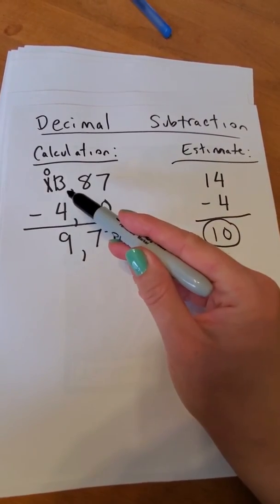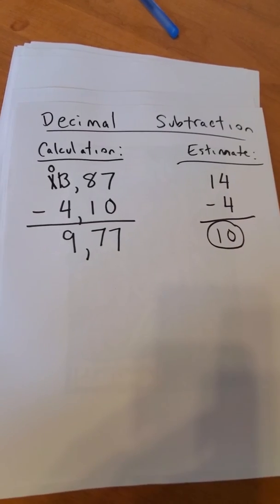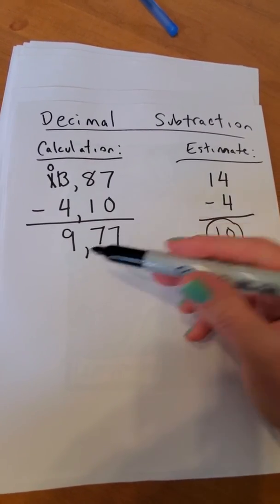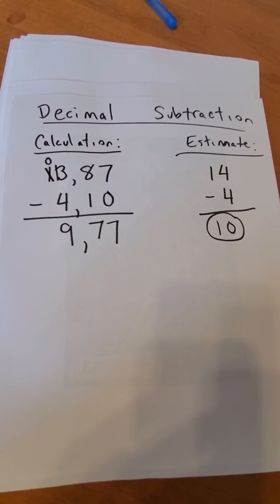Also, I can see that just like with addition, my decimals are lined up. So if your decimals aren't lined up, or your answer doesn't make sense with your estimate, you know you have a problem and you need to try again.